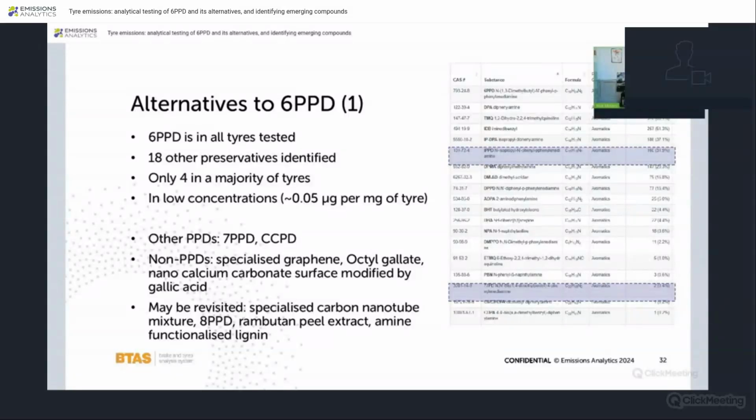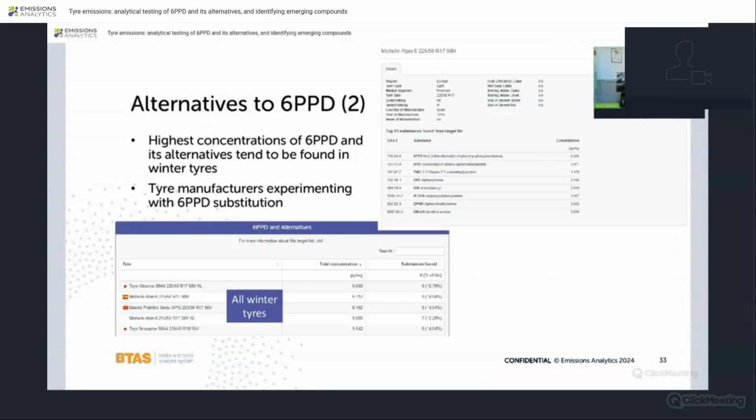at 0.05 micrograms per milligram of tyre on average. So there are a number of others that have been identified through the Californian process that we are not seeing. So 7PPD, CCPD, plus a range of other non-PPDs. There are also some other compounds that the USTMA's consortium has identified that are not in their process but may be revisited at another time, including 8PPD, but equally those are not being seen as yet either. But we are seeing therefore the use of some alternatives, but in relatively low concentrations and often not in a wide range of tyres on the market.